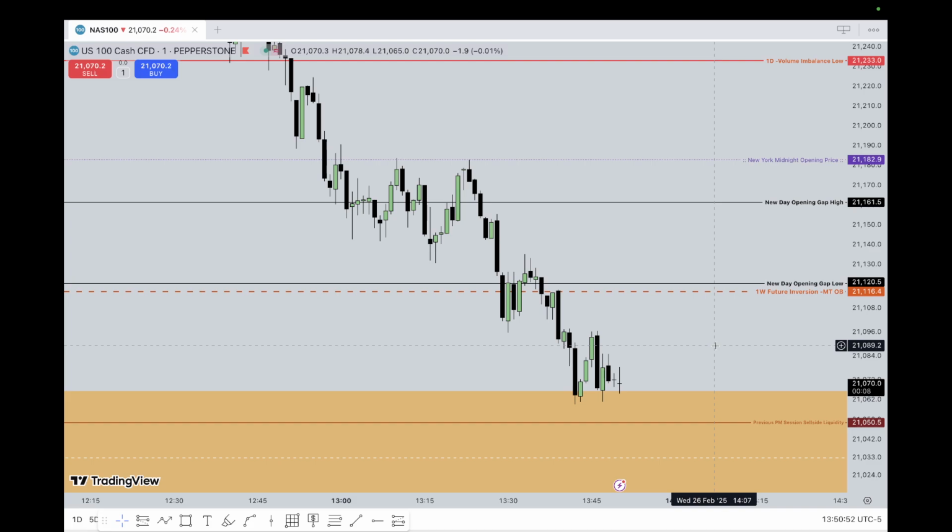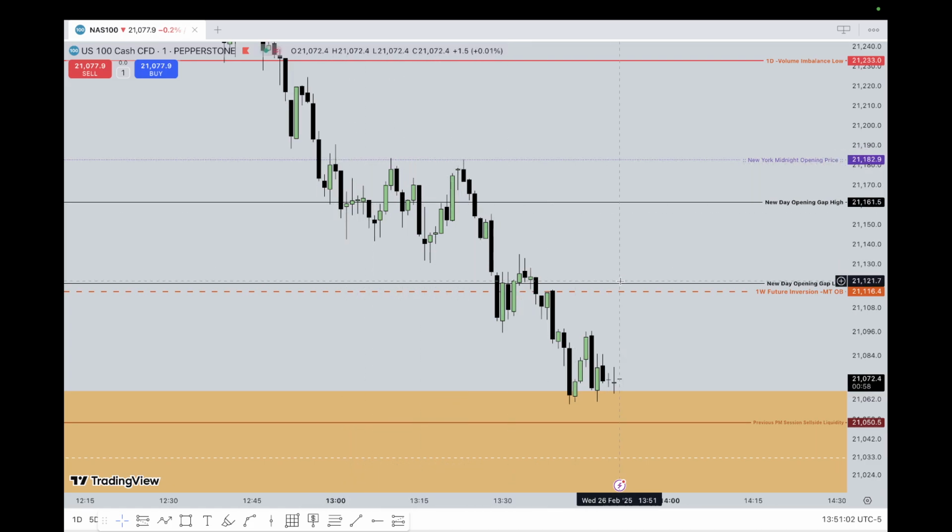If I'm correct within my narrative, these highs, which you can see as relative equal highs, I believe they are going to stay in place. I believe that this should be seen as an intermediate term high, correlated with the fact that we fell short of that new day opening gap consequent encroachment. So what I want to see the market perform is a buy stop raid here. Instead of this order block, we would have the first, second, and the third correlated with this CB.